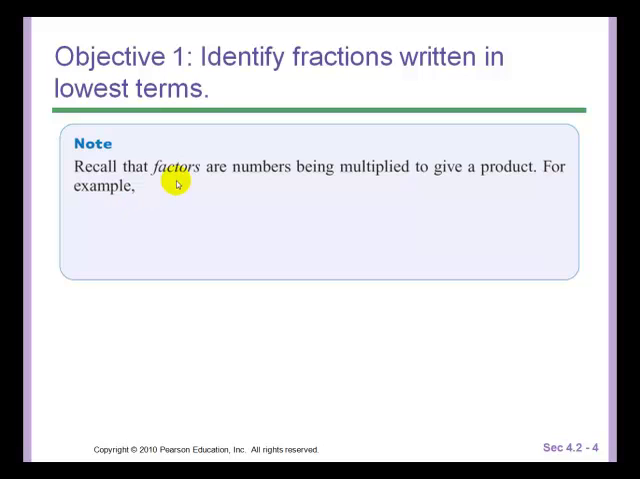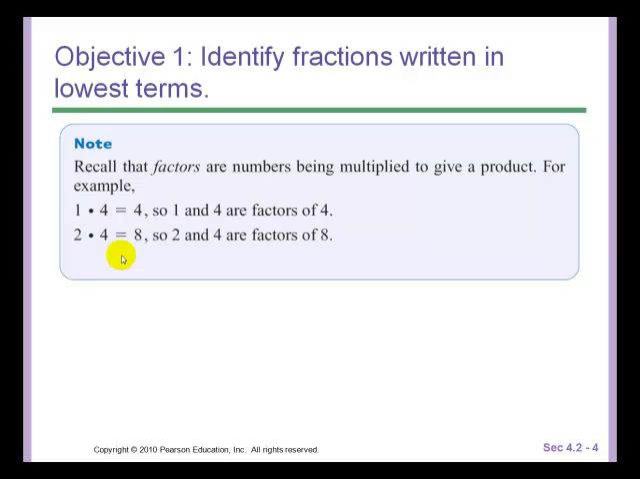Note, recall that factors are numbers being multiplied to give a product. For example, 1 times 4 is 4, so 1 and 4 are the factors of 4. The things being multiplied are the factors. 2 times 4 equals 8. 2 and 4 are being multiplied, so 2 and 4 are factors. Notice that both numbers have 4 in common, so 4 is a common factor. The things being multiplied are factors. That's a very important vocabulary word. You need to be comfortable with that.